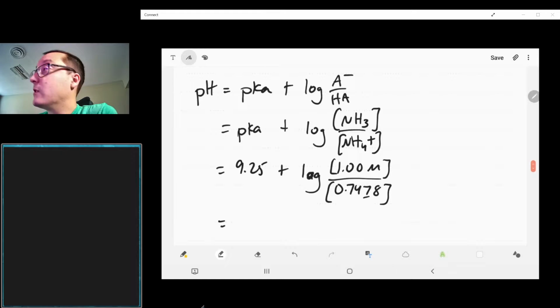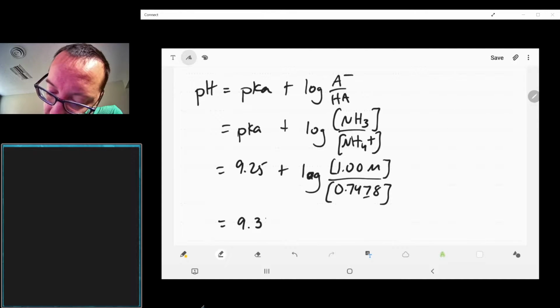So we can go ahead and just calculate this now. So 9.25 plus log of 1 divided by 0.7478. Doing this, we get 9.37. Let's say 9.38. Cool, yeah. That would be our pH here.